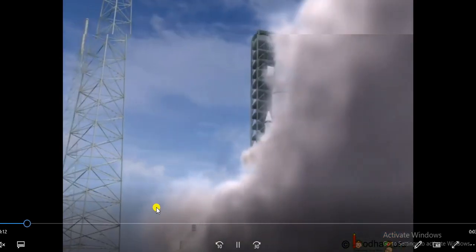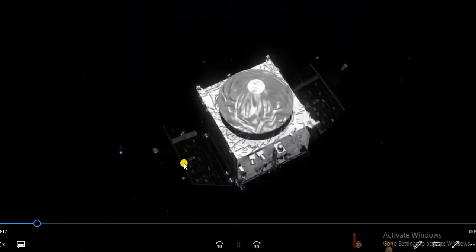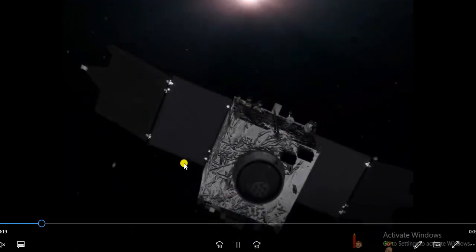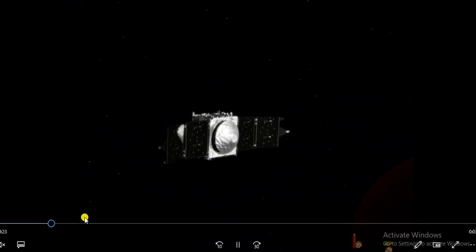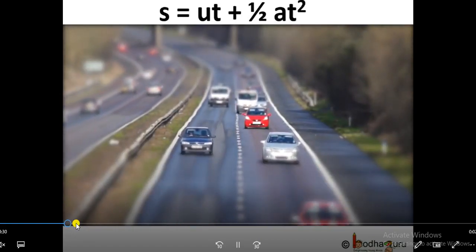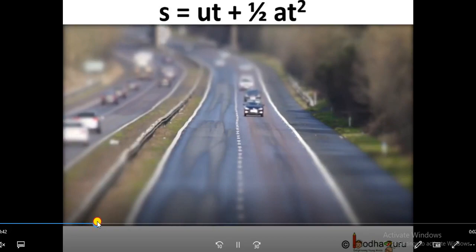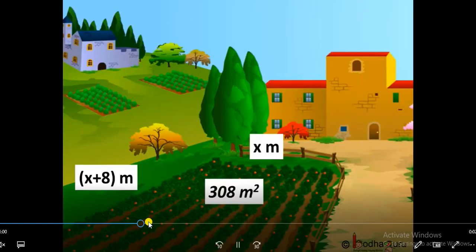Students, whether you talk of launching of any missile or any rocket, or speed or shape of any celestial bodies, or speed of moving car or any objects we throw, or suppose we have to find out the area of any region. On all these, quadratic equations play a very important role in finding out the unknown quantity.